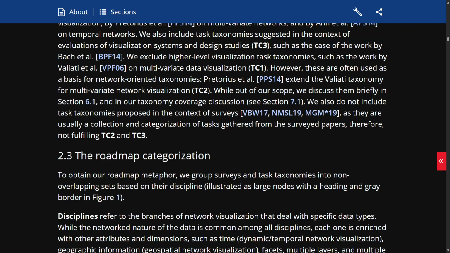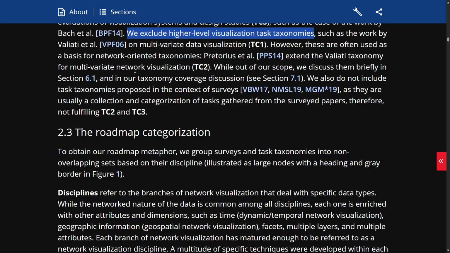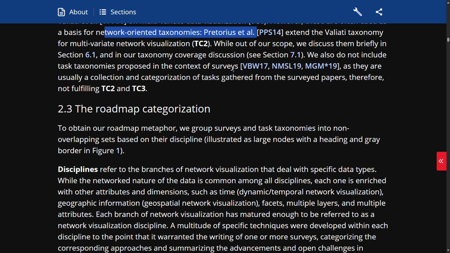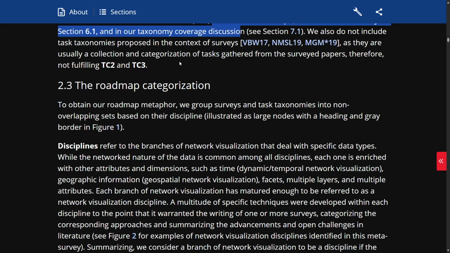BPF14. We exclude higher-level visualization task taxonomies, such as the work by Valiati et al. VPF06, on multivariate data visualization, TC1. However, these are often used as a basis for network-oriented taxonomies. Pretorius et al. PPS14 extend the Valiati taxonomy for multivariate network visualization, TC2. While out of our scope, we discuss them briefly in Section 6.1, and in our taxonomy coverage discussion, see Section 7.1. We also do not include task taxonomies proposed in the context of surveys, VBW17, NMSL19, MGM19, as they are usually a collection and categorization of tasks gathered from the surveyed papers, therefore, not fulfilling TC2 and TC3.